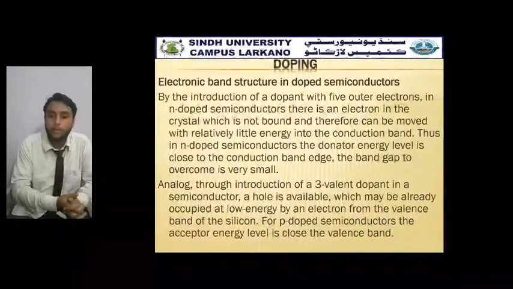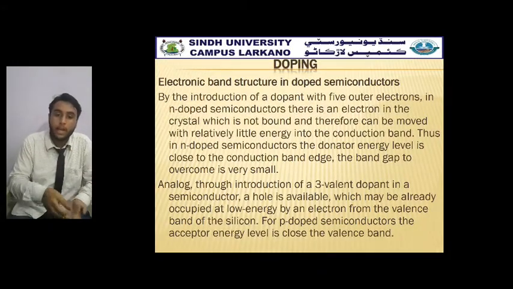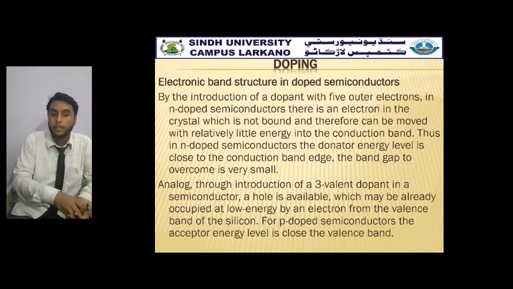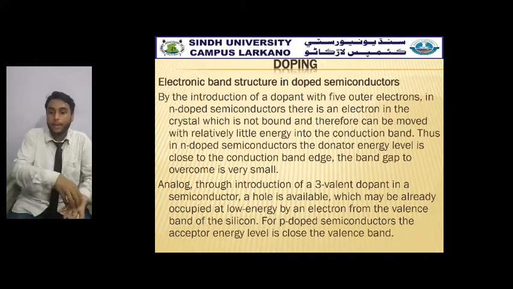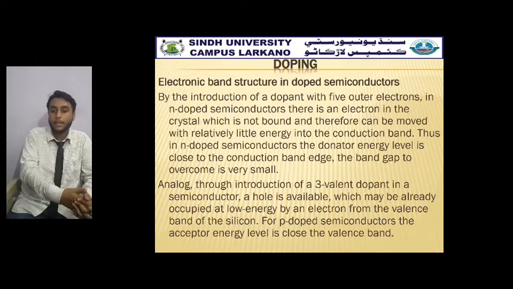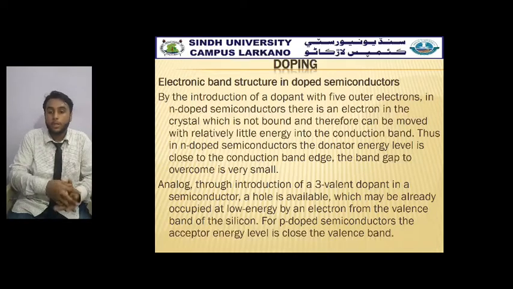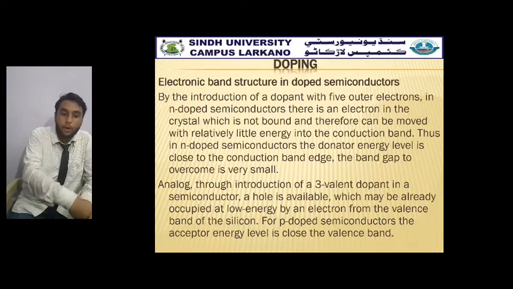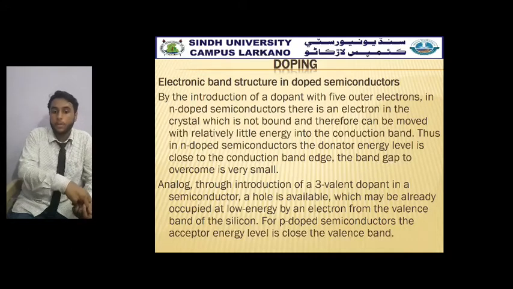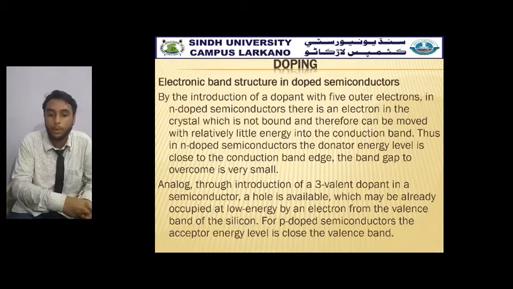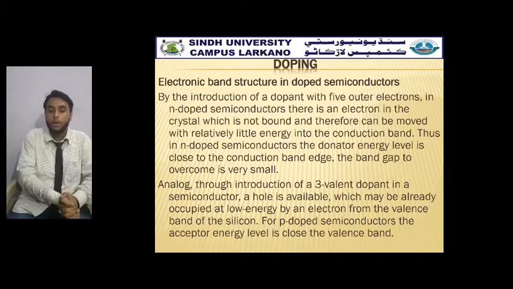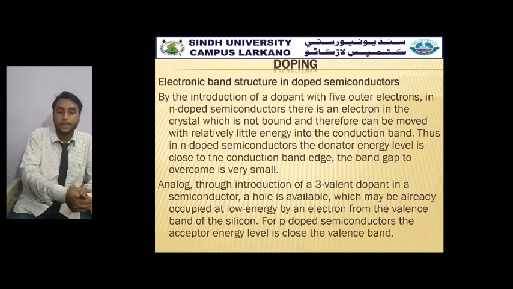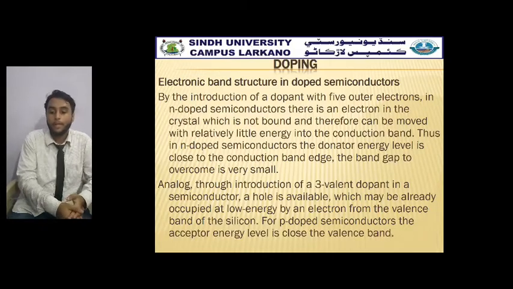By the introduction of the dopant with 5 outer electrons in the n-doped semiconductor, there is an electron in the crystal which is not bound and therefore can be moved with relatively little energy into the conduction band. So in the n-doped semiconductor, the donor energy level is close to the conduction band, and the band gap is overcome easily. Through the introduction of the 3-valent dopant in the semiconductor, a hole is available which may be occupied with low energy by an electron from the valence band of the silicon. For a p-doped semiconductor, the acceptor energy level is close to the valence band.